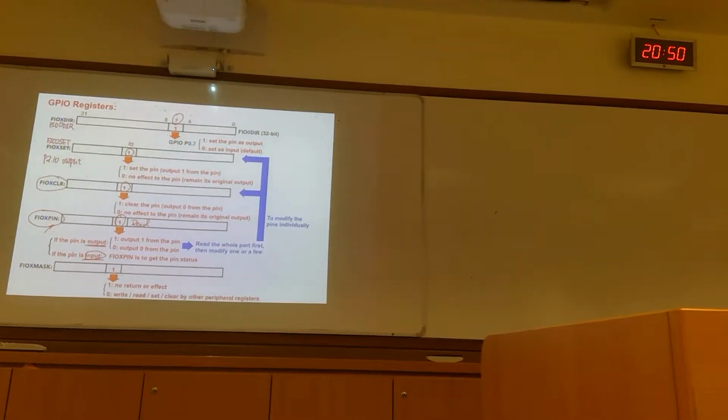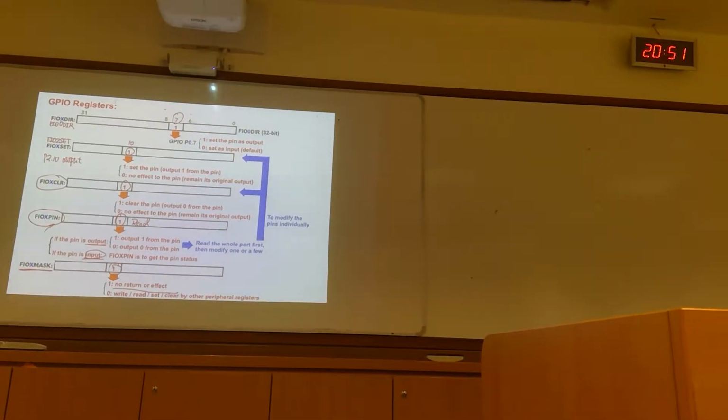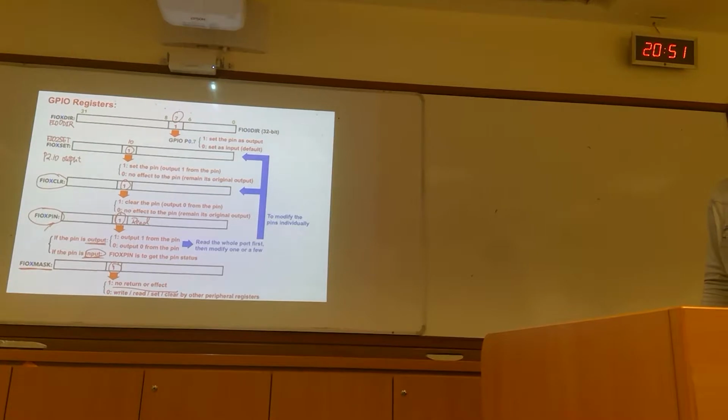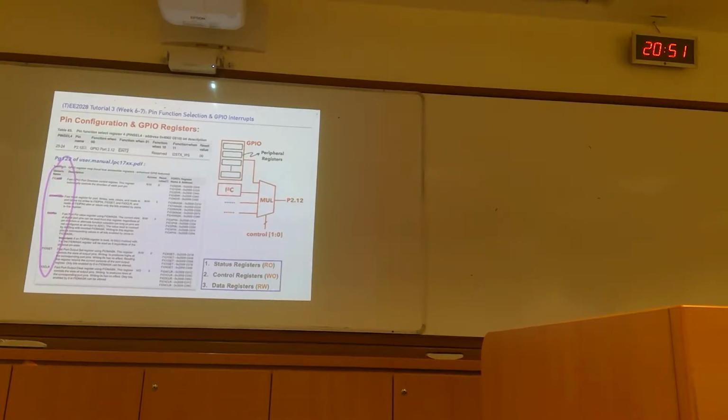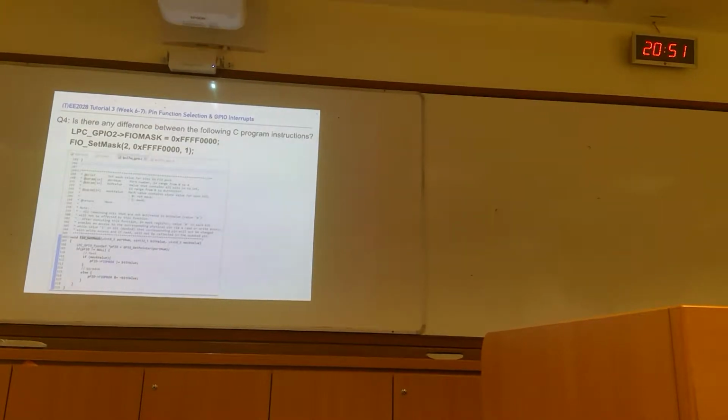Okay, and finally you have this FIO mask register. If you write 1 here, means you are not going to be able to write or read or set or clear that particular pin. Okay, you mask the pin off. You cannot control the pin anymore. Okay, so these are the registers for GPIO.